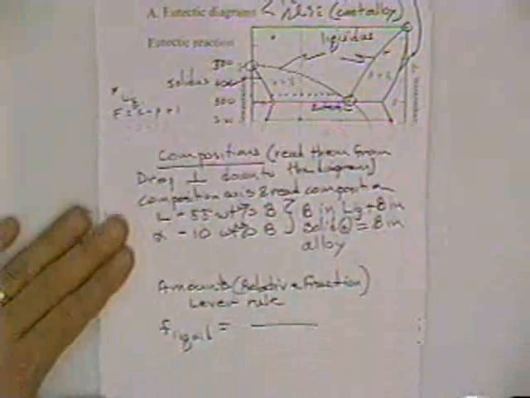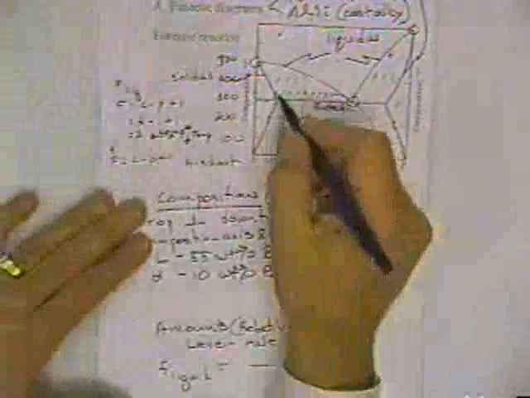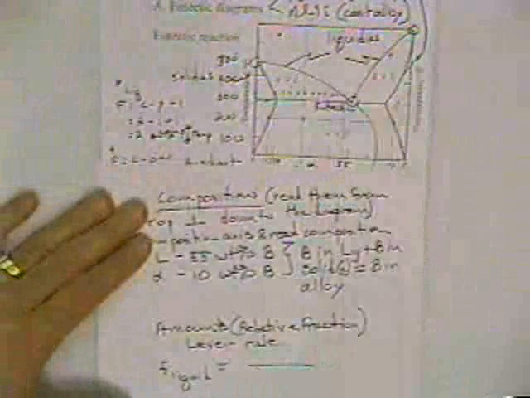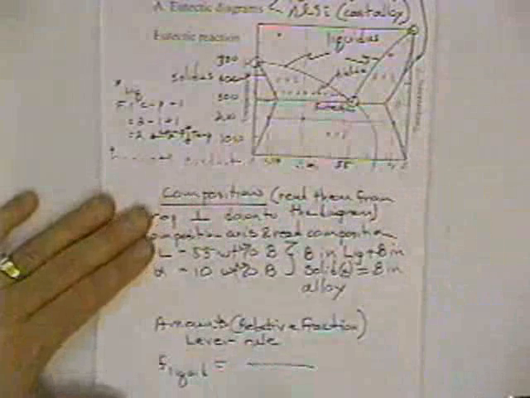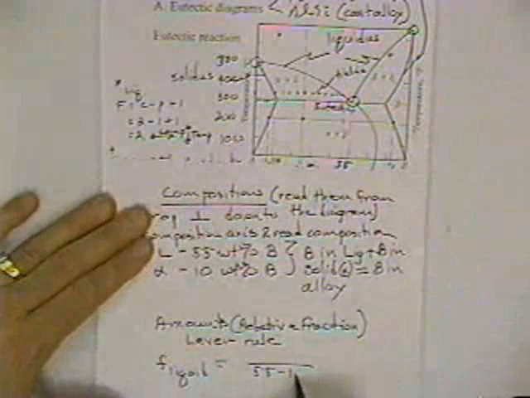Now let's try determining the relative amounts. How much liquid and how much solid would be in there? Well, to do this, we need to use the lever rule, and the lever rule works in the following way. The fraction of liquid is going to equal the following. You take the length of your tie line, and the tie line ties the two single phase regions together. So that's going to be 55 minus 10.